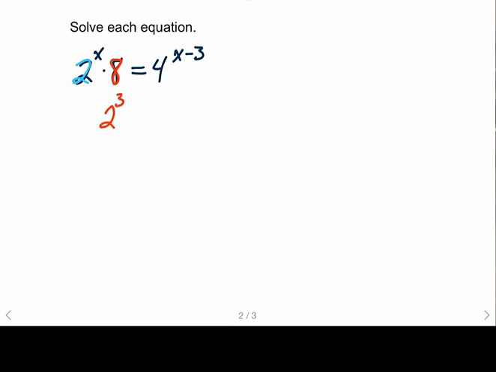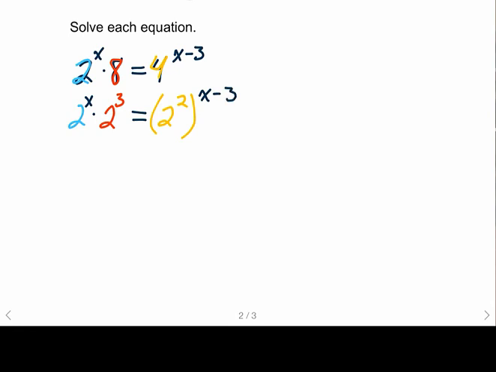And so this equation becomes 2 to the x times 2 cubed is equal to, on the right-hand side, we have 4 to the x minus 3. That 4 can be written as 2 squared. So 4 to the x minus 3 becomes 2 squared to the x minus 3.